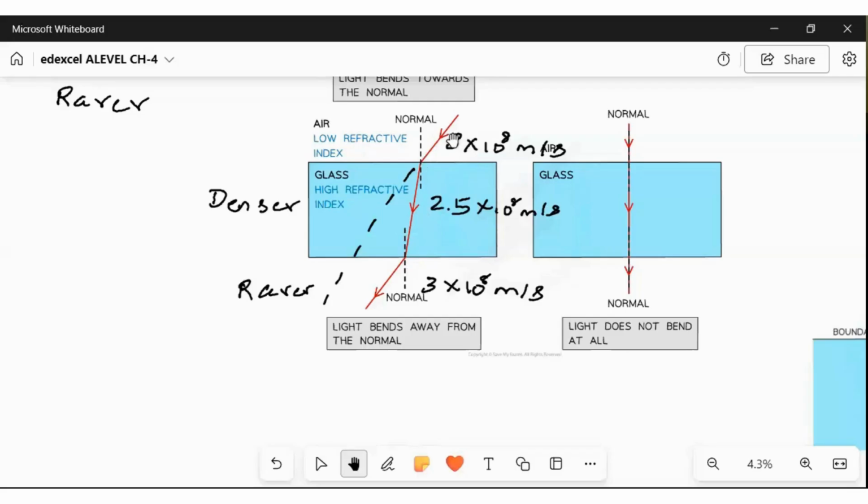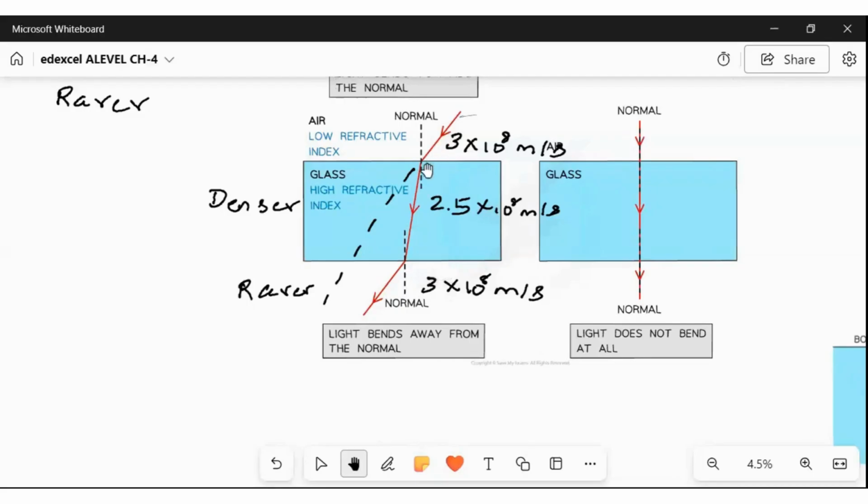So when light is traveling from rarer to denser medium, this is the incident ray, the ray which is hitting the glass slab. It bends towards the normal, because when the speed decreases, the bending happens towards the normal. This is the normal, this is the red line, the refracted ray. But when it is traveling from denser to rarer medium, its speed increases and it bends away from the normal. Got the point?